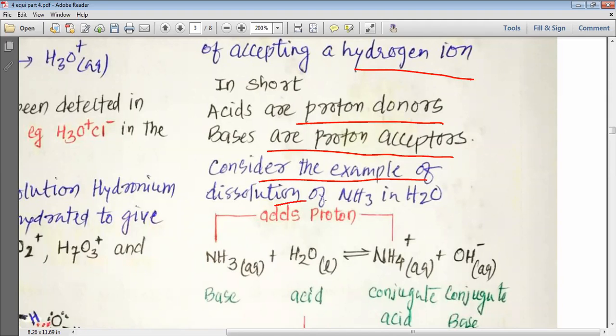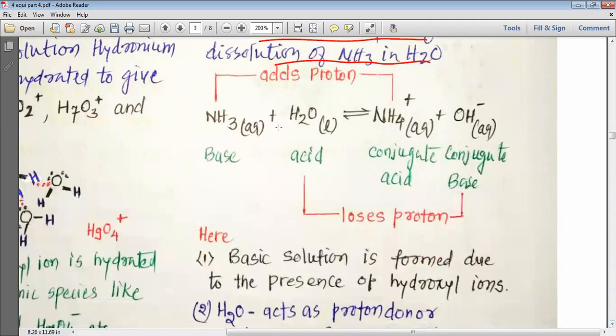Consider the example of dissolution of NH3 in H2O. You can see here ammonia is dissolved in water. What happens? NH3 + H2O gives NH4+ and OH- ions. So what happens here? Ammonia adds a proton from water and turns out to be NH4+. H2O loses a proton and forms OH-. What is a proton, my dear students? A proton is nothing but your H+, because H+ has only one proton in the nucleus, and that is why we call H+ a proton.